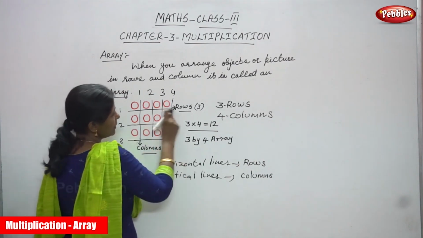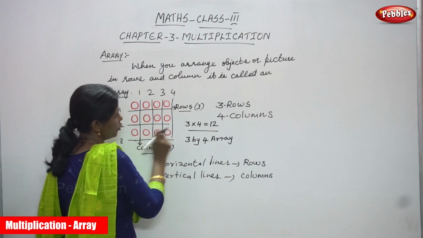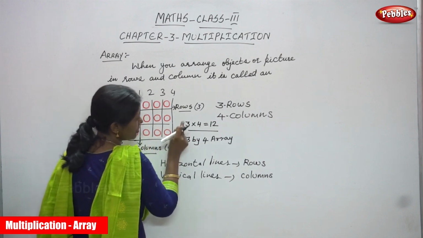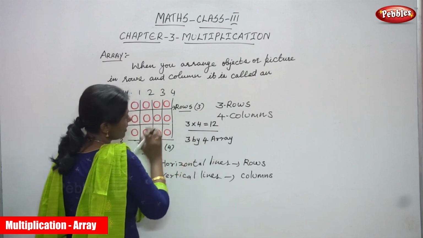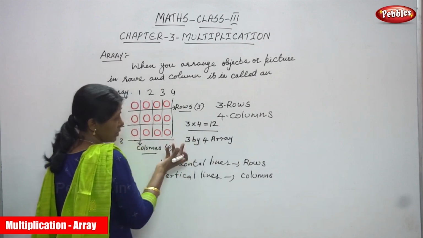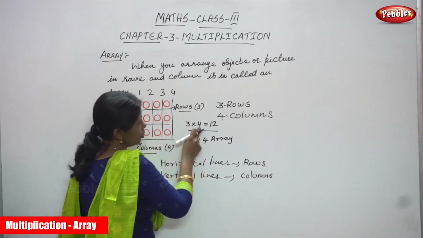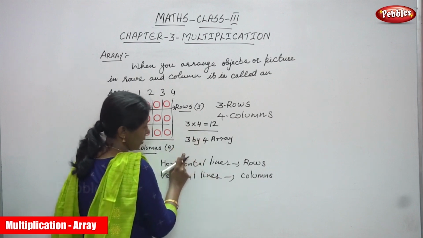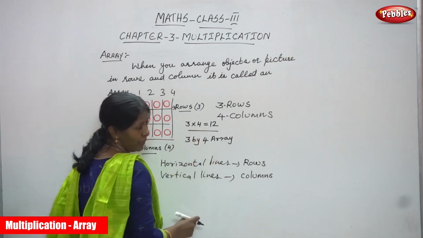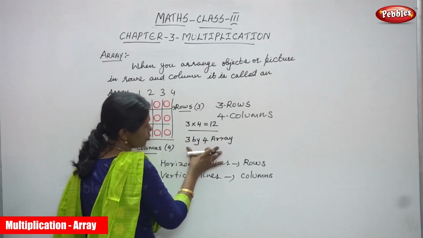So this is 1st row, 2nd row and 3rd row. So how many rows? 3 rows and 4 columns. So now you can multiply. 3 rows are equal, so what you are going to do is multiply with each group. How many groups are there? That is 4 groups, otherwise we can call it columns. So 3 into 4, you get 12. So this is a 3 by 4 array. That means 3 rows and 4 columns combined together.